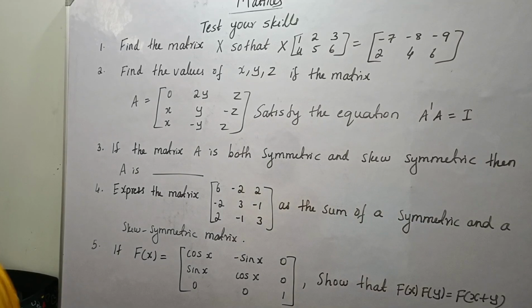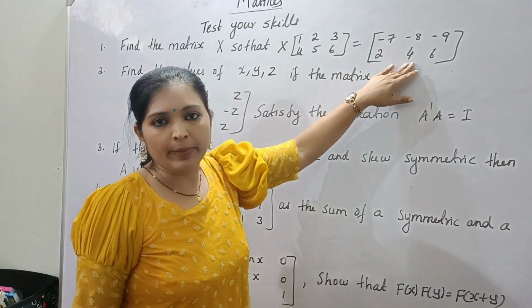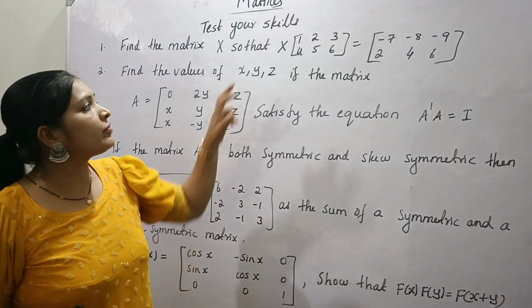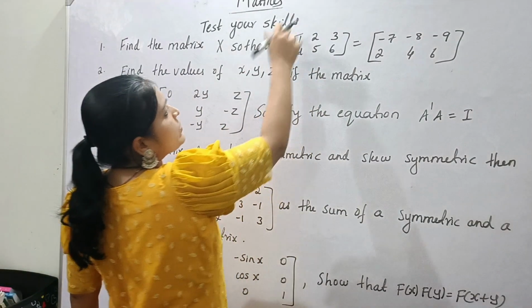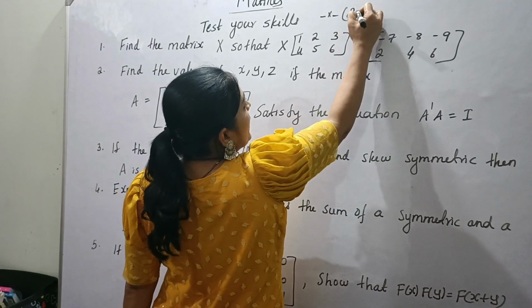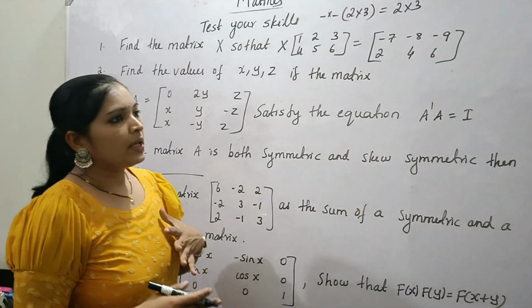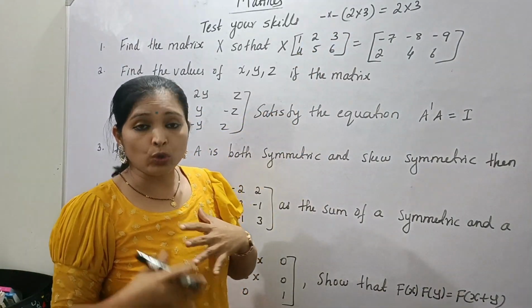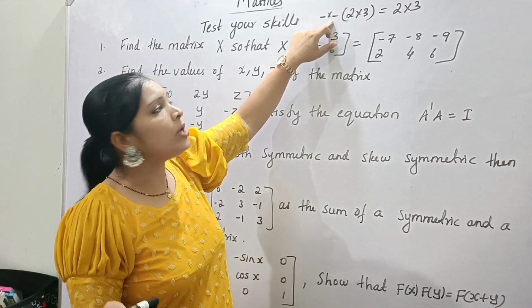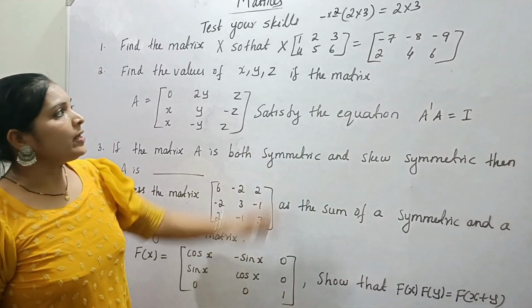Some exercise problems are here. You have to work them out. Find the matrix X so that X into a 2 by 3 matrix is equal to a 2 by 3 matrix. Here, to find the matrix X, we need to know the order of this matrix. We don't know the order, so dash by dash into the 2 by 3 order is equal to a 2 by 3 matrix, right? We know that two matrices can be multiplied if the number of columns of the first matrix is equal to the number of rows of the second matrix. So here the number of columns is 2.